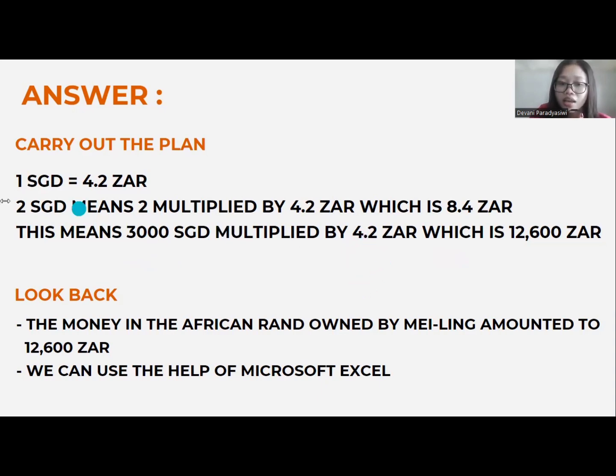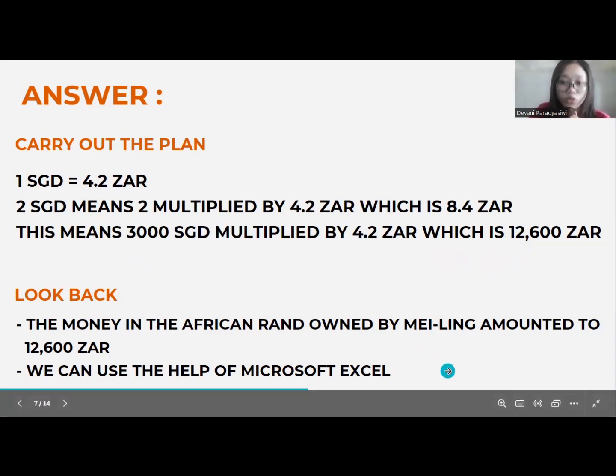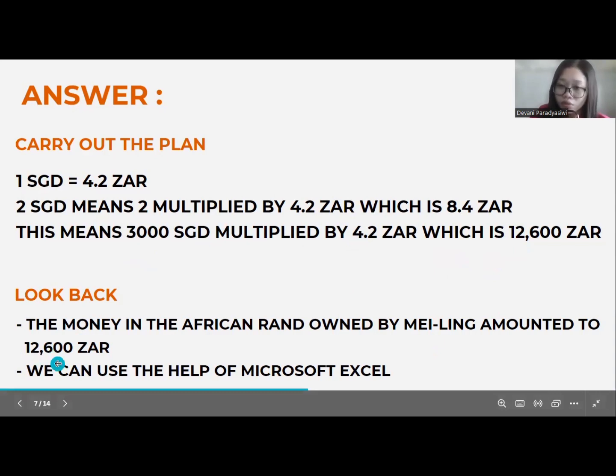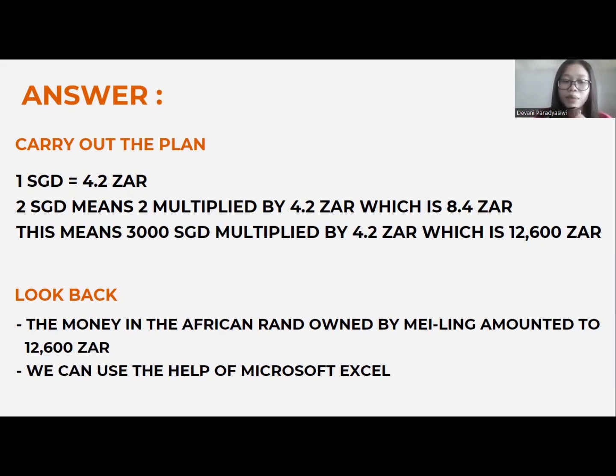and 3,000 SGD equals 12,600 ZAR. Then the conclusion is that the money in South African rand obtained by Mei-Ling amounts to 12,600 ZAR. This is the manual method.